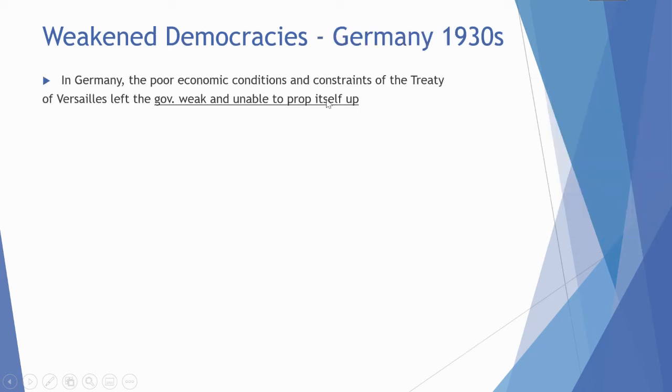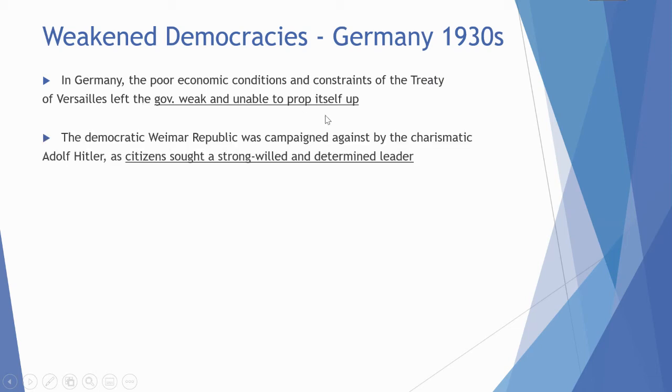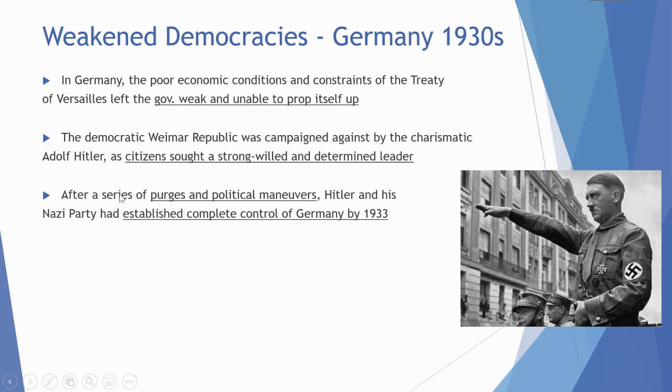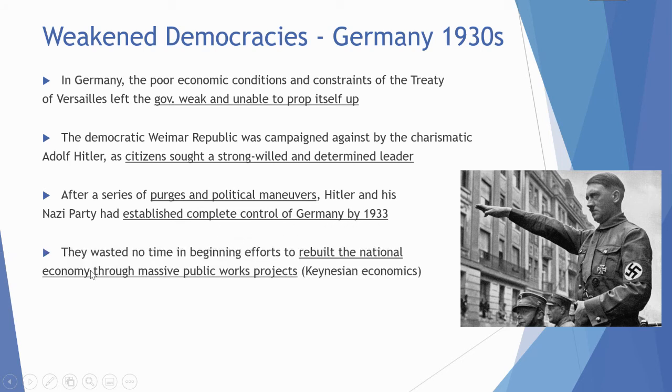In Germany, the poor economic conditions by the Treaty of Versailles left the government weak and unable to prop itself up. Remember, the name for the German government in Germany after World War I was called the Weimar Republic. It was campaigned against by Adolf Hitler as citizens sought a strong-willed and determined leader. After a series of purges and very complicated political maneuvers, he's going to be able to take complete control of Germany when he's made chancellor in 1933.